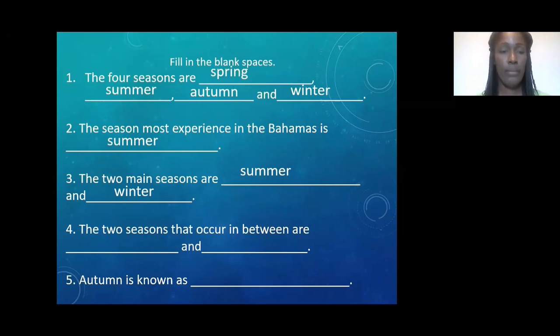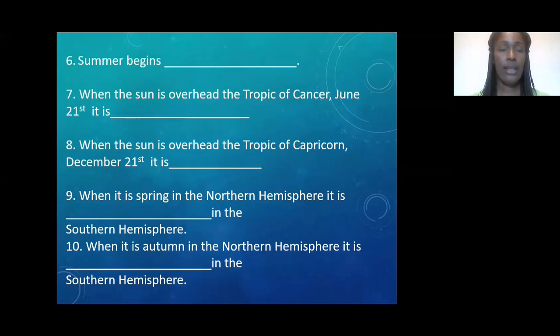Number 4, the 2 seasons that occur between are autumn and spring. Now this one everyone should know. Number 5, autumn is known as, give me another name for autumn. Think about what happens to the leaves that come off the tree. I don't want to say the word. Okay, yes, it is fall. Correct. So now we're going to do the remaining 5 questions again.